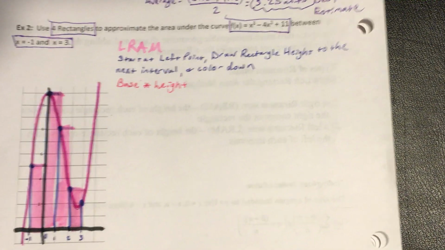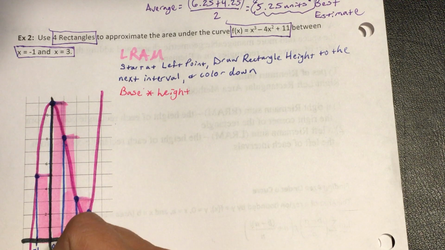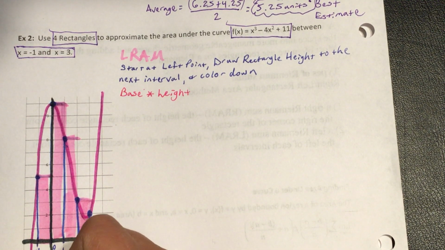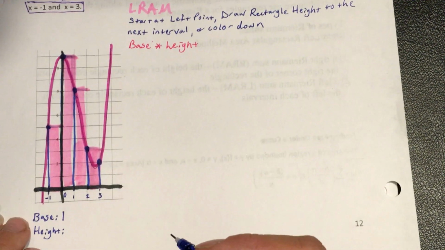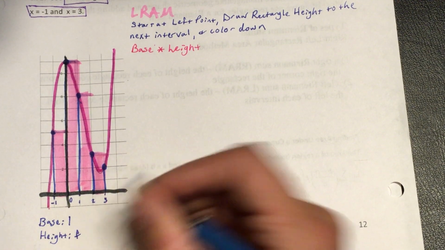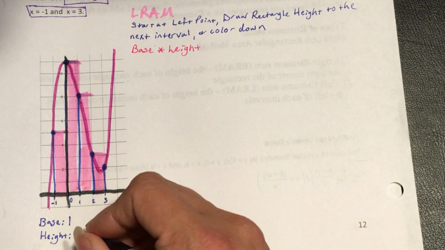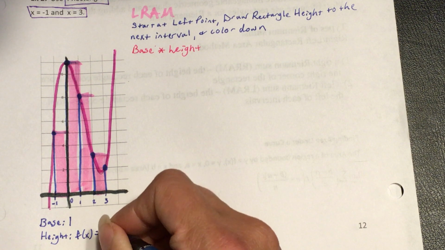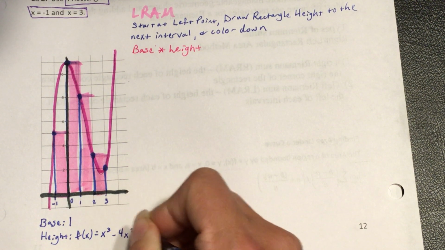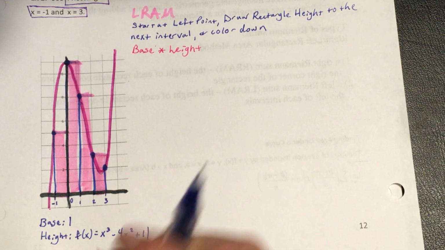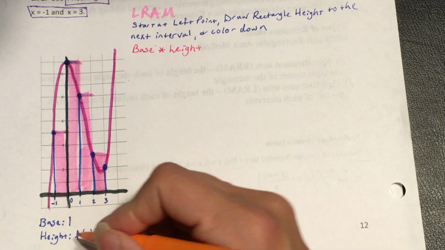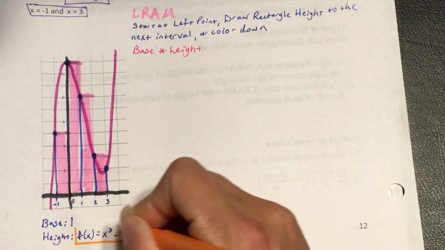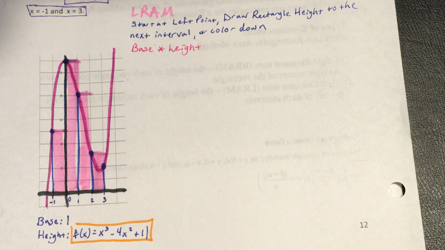So on this problem, our base is 1, and the height of each of these rectangles is going to come from the function itself. So that was given to us in that first step. f(x) = x^3 - 4x^2 + 11. So we're going to be using this on our calculator.